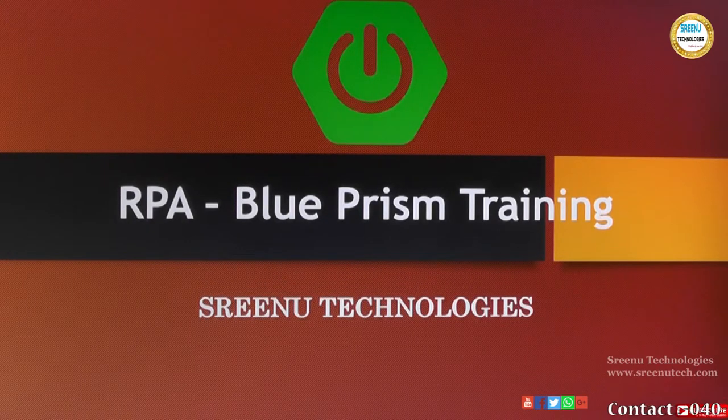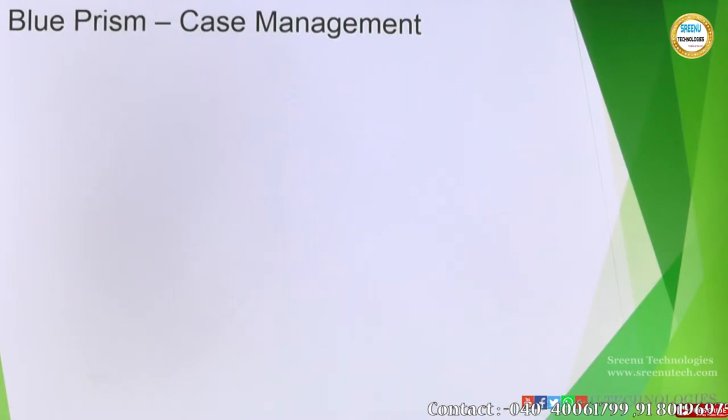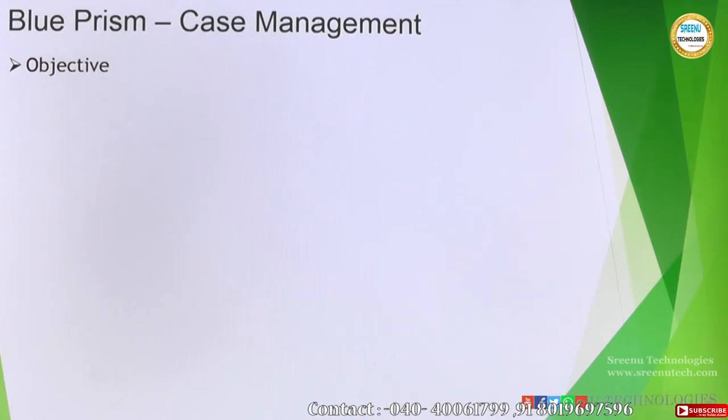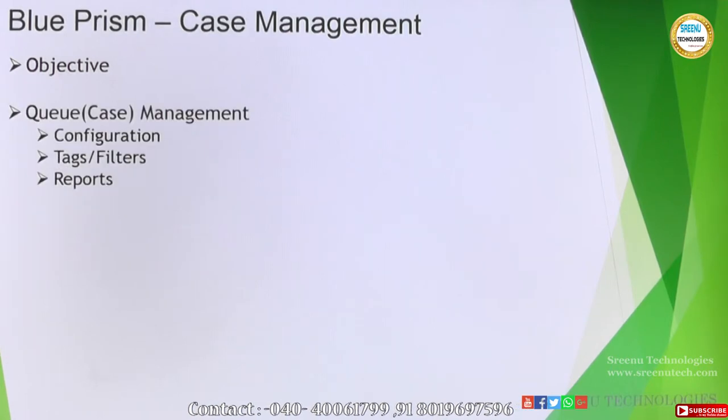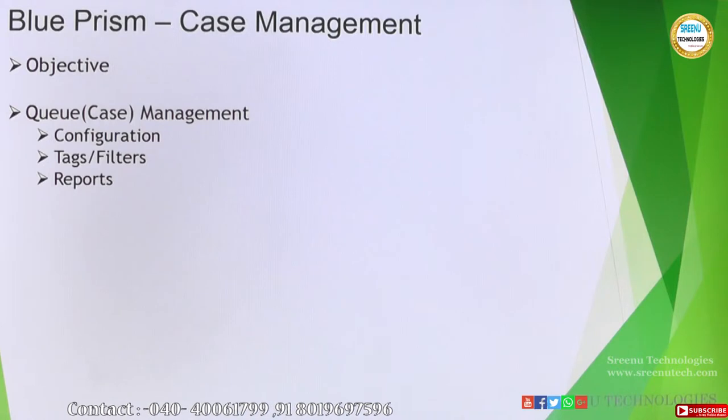Today we will discuss queue management, or case management, in Blue Prism. In this case management, the modules are: we'll see the objective, and after that in queue management we will see how we configure queues, how we configure tags and filters, how we can use them, and how we can generate reports out of it. So we'll understand the complete picture of queues.